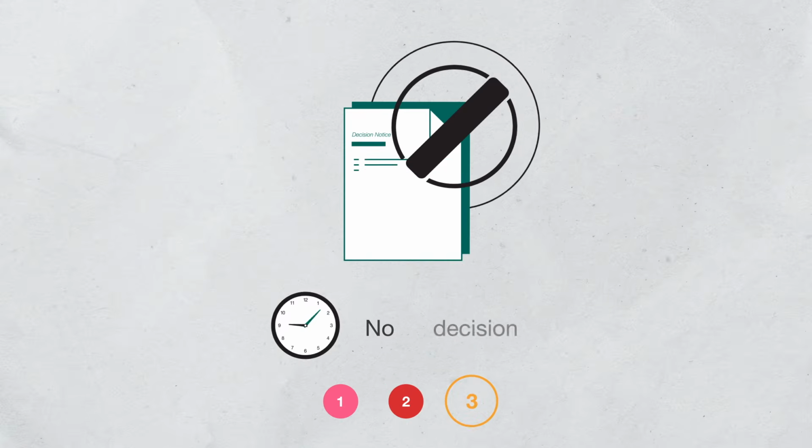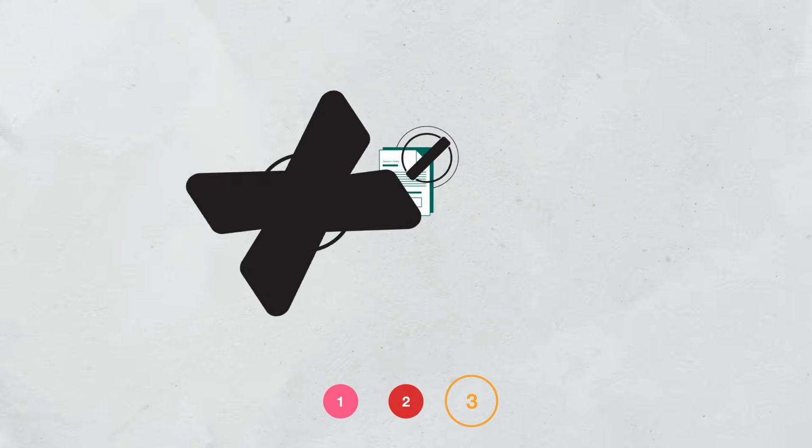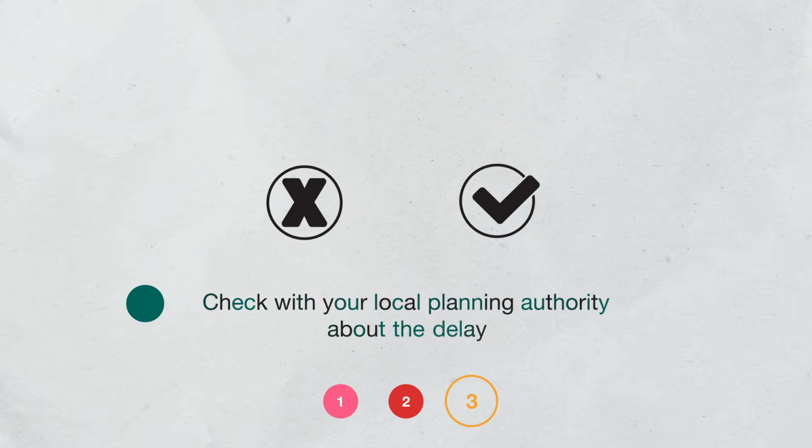Or, if you did not receive a decision within the statutory time period. Before appealing, check with your local planning authority. There might be a simple explanation for the delay, or they could be close to making a decision.